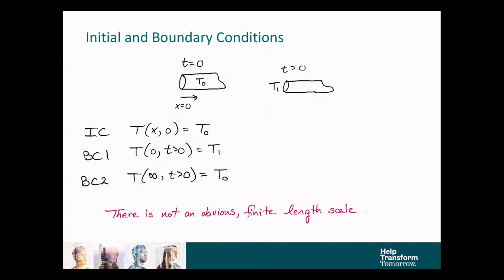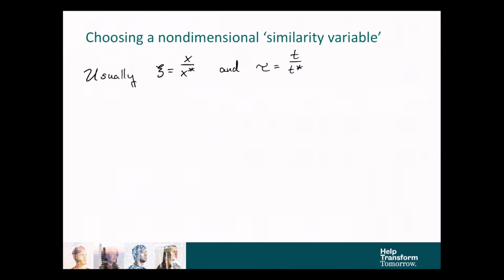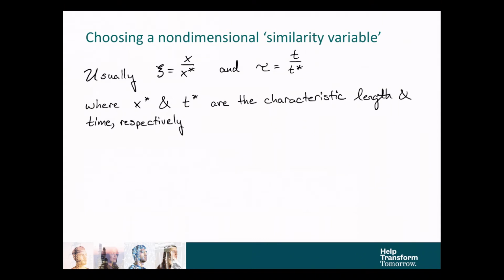The problem here is that there's not an obvious finite length scale to consider. Before we had x equal to L, now we have x equal to infinity, and infinity is not a necessarily useful length scale. So usually we're looking for a non-dimensional definition in which the parameter is placed over a characteristic value for that parameter. And in last week's example, that characteristic length scale was L. This week, we don't have a characteristic length scale.